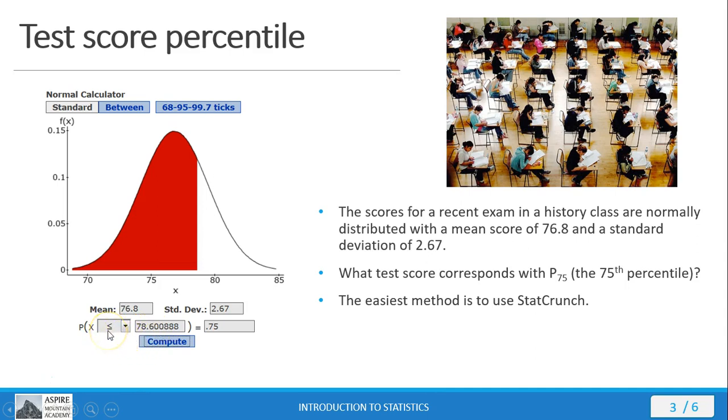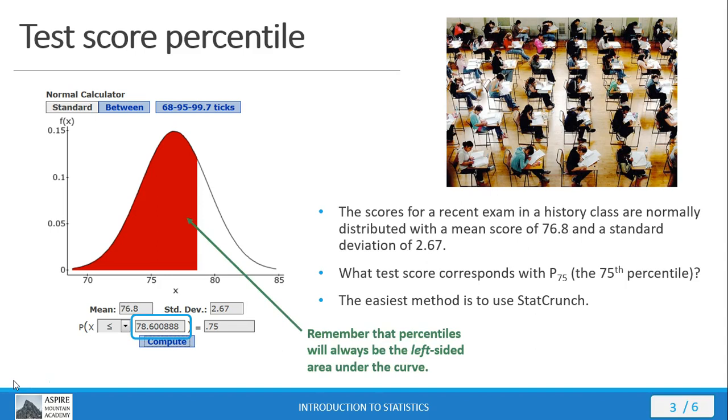Always make sure that you've got this selected. This is the default selection for your inequality, less than or equal to, but you want to make sure that that's actually selected here so that you get the percentile out. You want to make sure that you're getting less than when you're calculating percentiles. So 78.6 is our 75th percentile value. And again, remember, those percentiles will always be on the left-sided area under the curve.